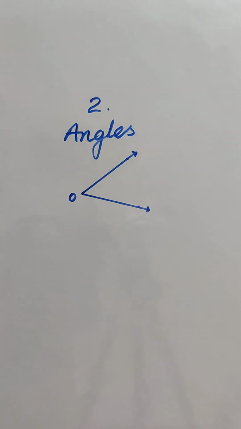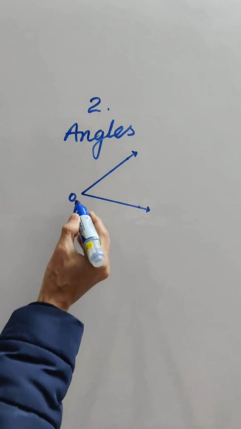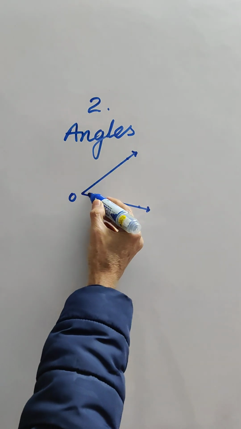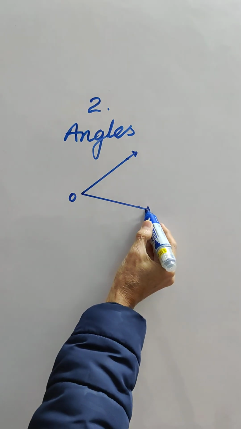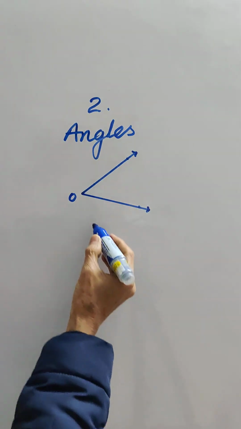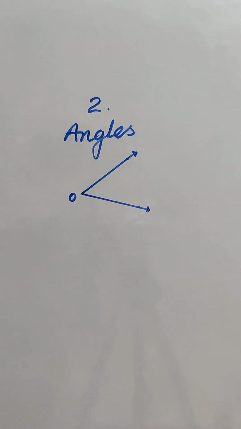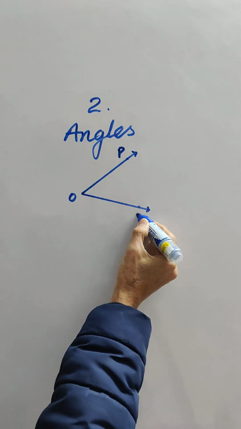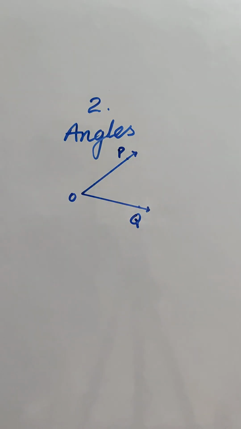Second, angles. A figure formed by two rays with the common initial point is called an angle. So this is the common initial point. O is the common initial point of these two rays. One ray is this and the other ray is this. OP is one ray and OQ is another ray.